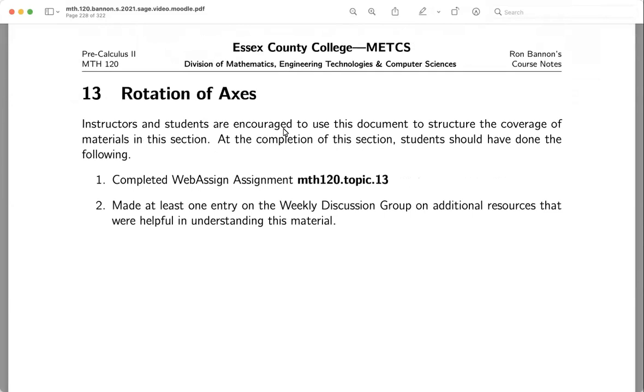Okay, we're in section 13, rotation of axes. What we're going to be doing is taking conic sections and rotating them through an angle theta.